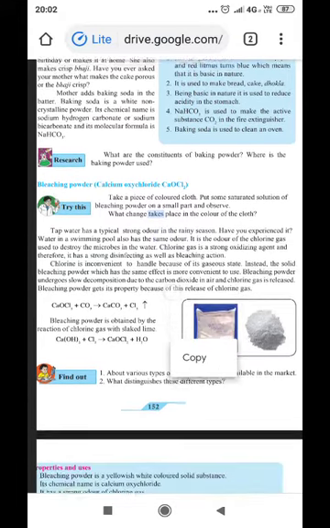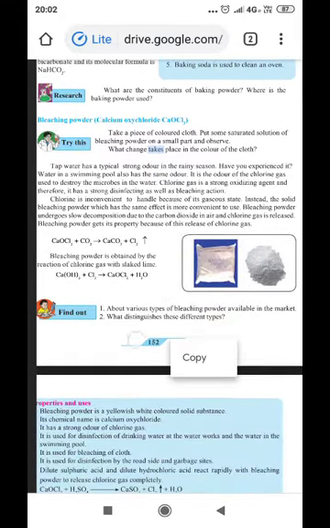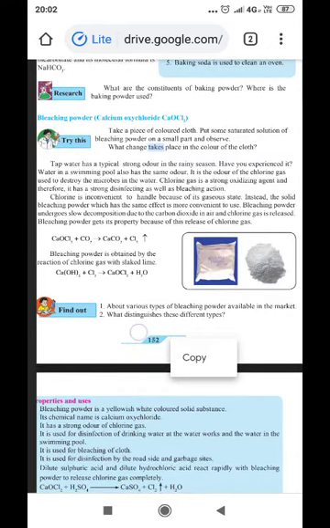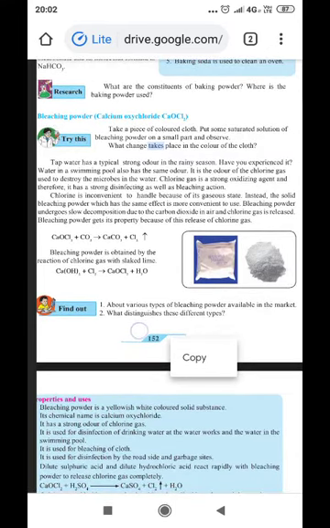Another salt which is used in our day-to-day life is calcium oxychloride, or bleaching powder. Take a piece of colored cloth, put some saturated solution of bleaching powder on a small part and observe what change takes place in the color of the cloth. The color of the cloth becomes white. That we are knowing it.